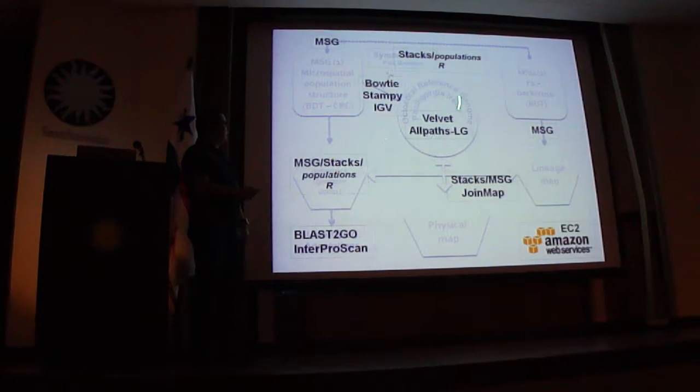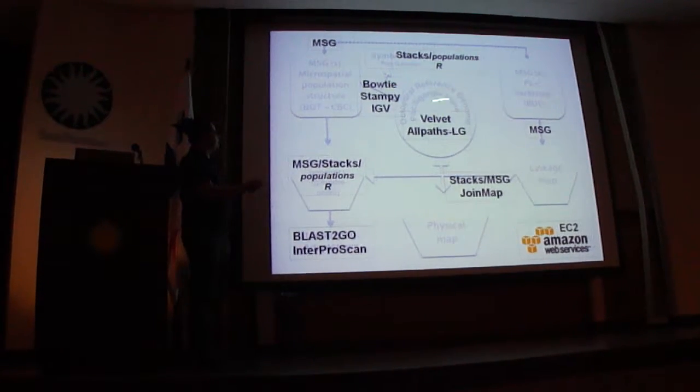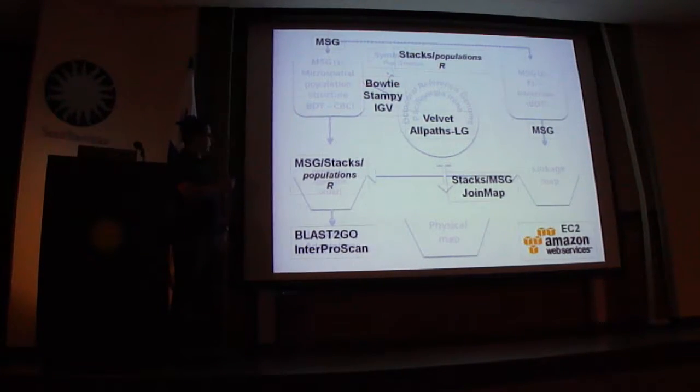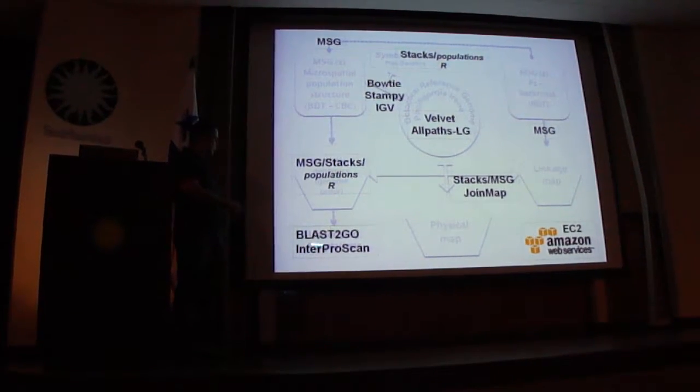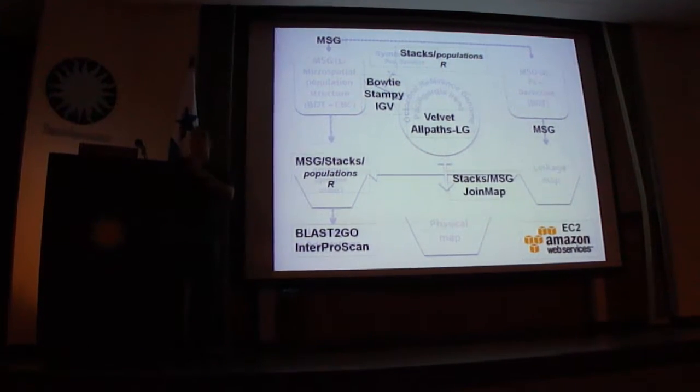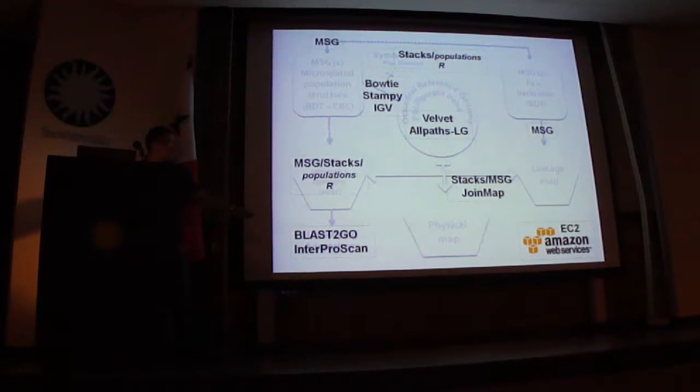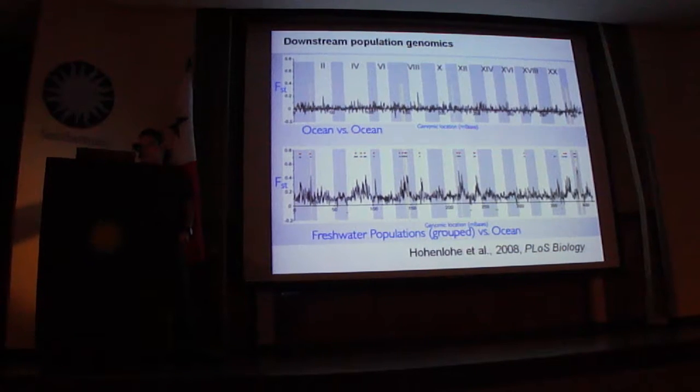So these are a bunch of pipelines and programs that I need to use. At this moment I'm working on this part. Soon we'll start with this. And at the end the idea is to do a little bit of annotation of the places where I have adaptation, and I'm going to do everything on the Amazon cloud.